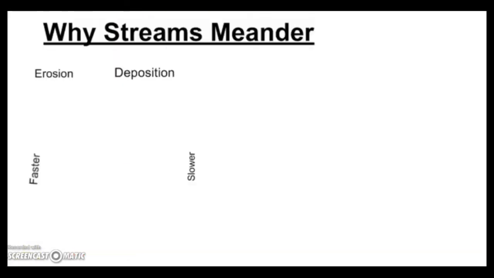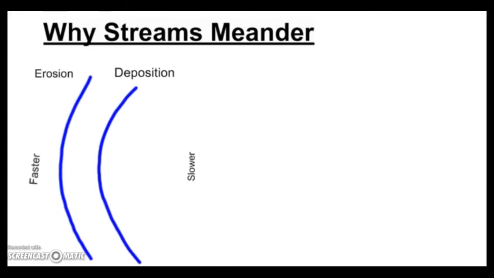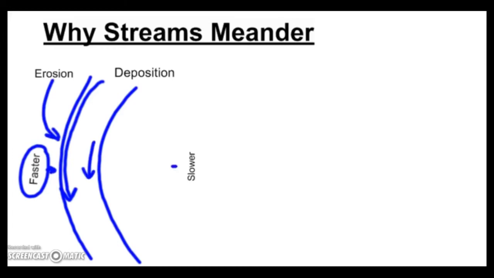So the last part of the notes talks about why streams meander. So what we end up with is a stream that might have a little curve in it like this. Okay. Now that stream curve actually has a lot going on in it. So on the outside of the curve, you're going to have water that's moving faster. So this faster water, that's why "faster" is written here, is going to cause more erosion on this side, whereas there's slower moving water on this side. There's actually deposition going on over here.